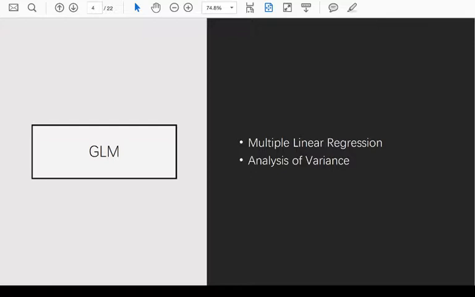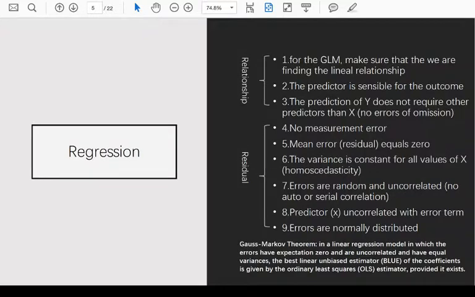There are many methods based on GLM, and today I will introduce two of them. One is regression, and I will do multiple linear regression later. The other is ANOVA, analysis of variance. Okay, now I will start to introduce regression. So what is regression? Regression is a way that we try to use a line that has the least square deviation when describing data.